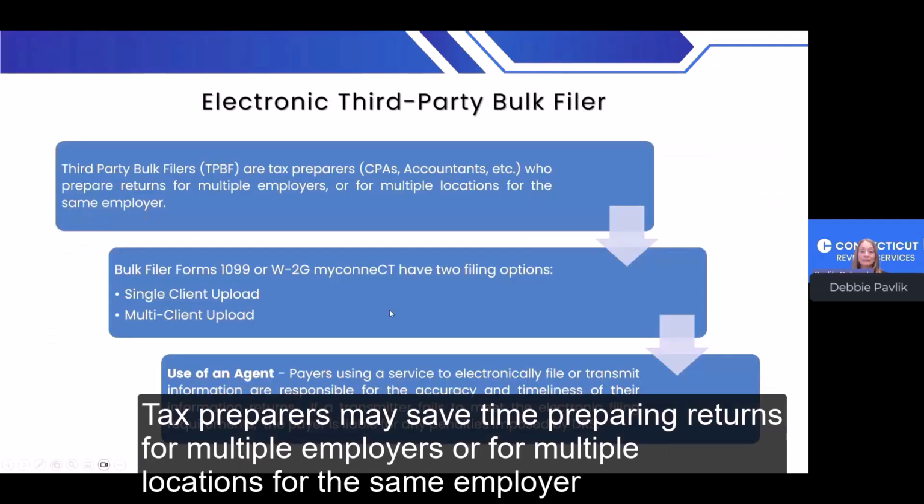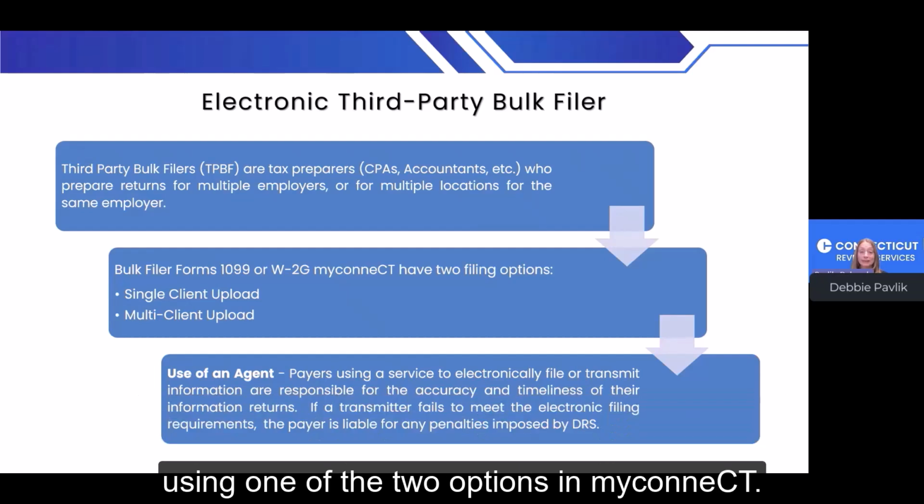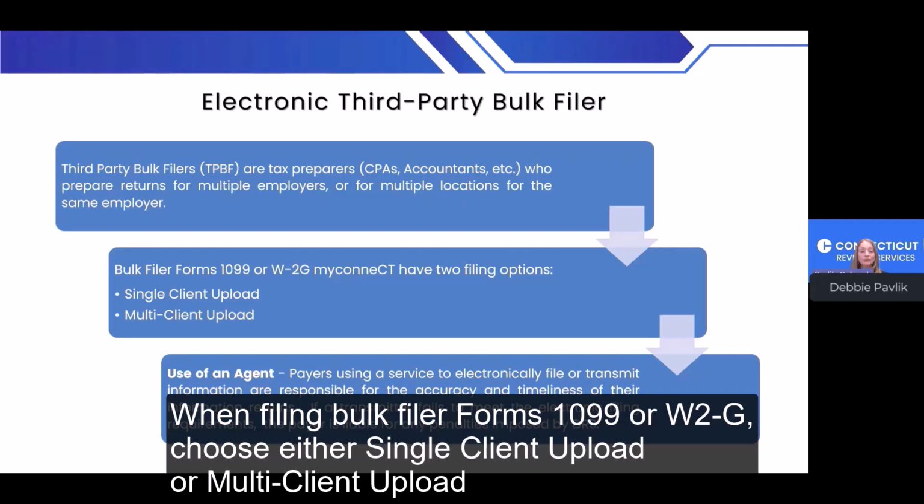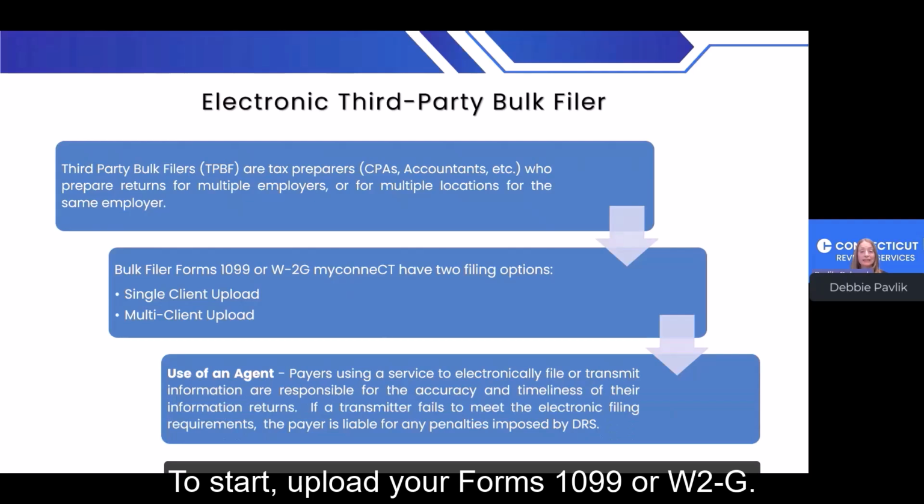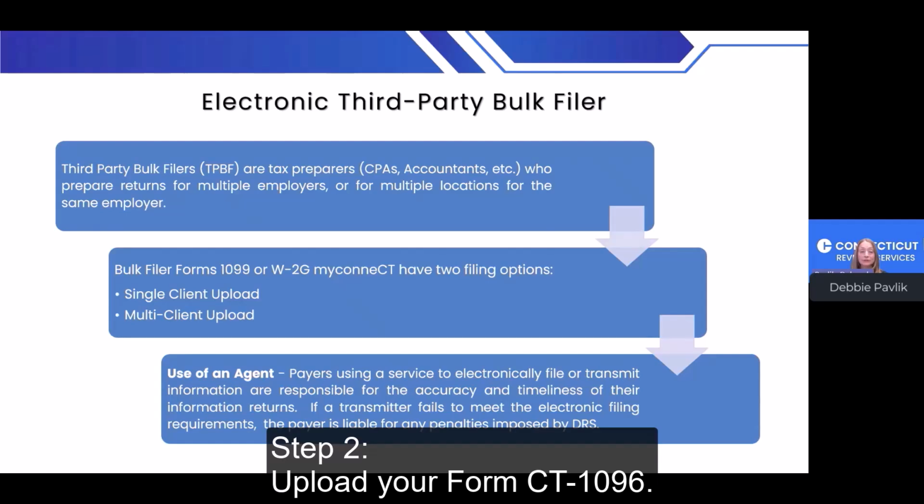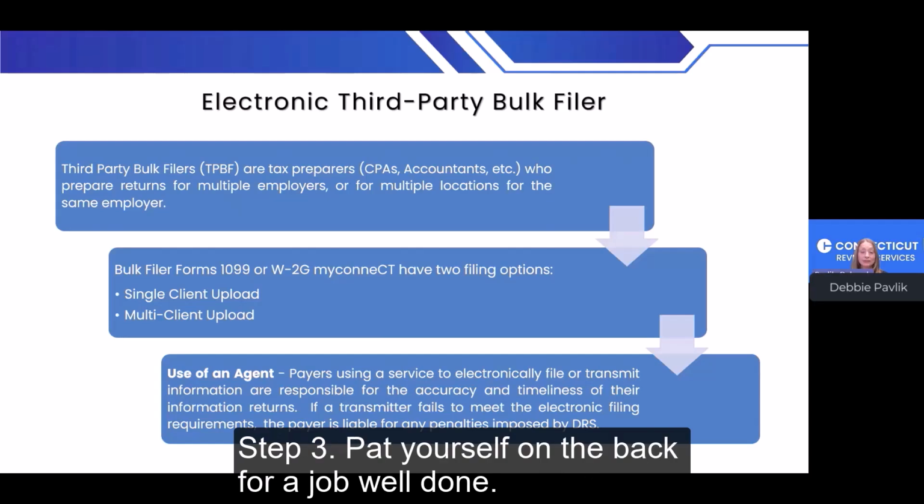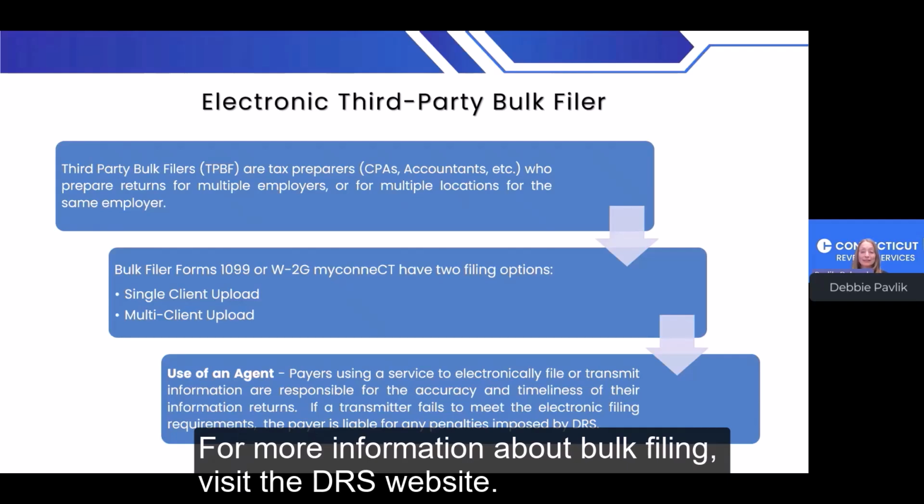Tax preparers may save time preparing returns for multiple employers or for multiple locations for the same employer using one of the two options in MyConnect. When filing bulk filer forms 1099 or W-2G, choose either single client upload or multi-client upload. To start, upload your forms 1099 or W-2G. Step 2, upload your form CT 1096. Step 3, pat yourself on the back for a job well done. For more information about bulk filing, visit the DRS website.